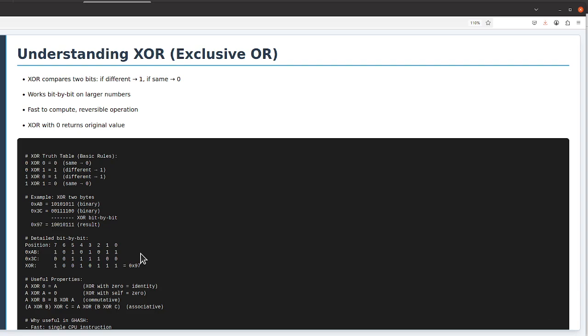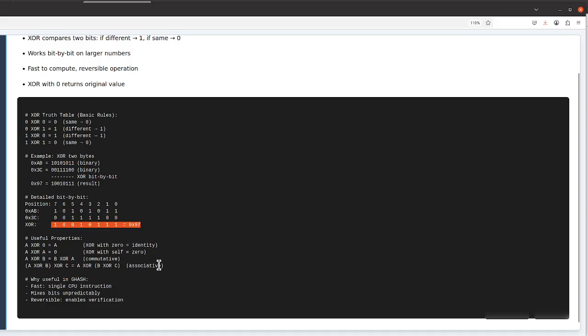So 10101011 XOR 00111100 equals 10010111, which is 0x97 in hexadecimal. Here is a useful property of XOR. If you XOR anything with 0, you get the original value back. For example, 0xAB XOR 0x00 equals 0xAB. This is why in GHASH, when we start with y0 equals 0 and compute y0 XOR x1, we just get x1. Another useful property: XOR is reversible.